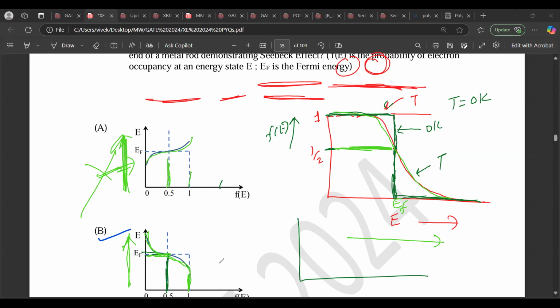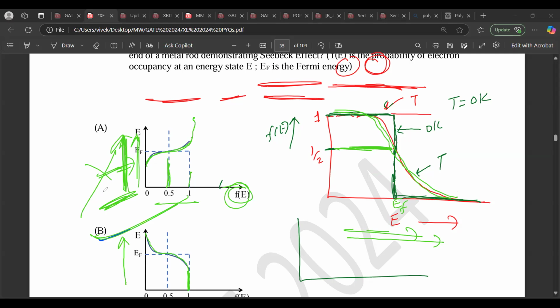But you can think of it this way. If I keep increasing the energy, what is happening? My probability is initially one, and then it becomes half and then zero. Here what's happening? If I keep increasing energy upward, my probability becomes greater than one. That is not true, right? So this is the answer.